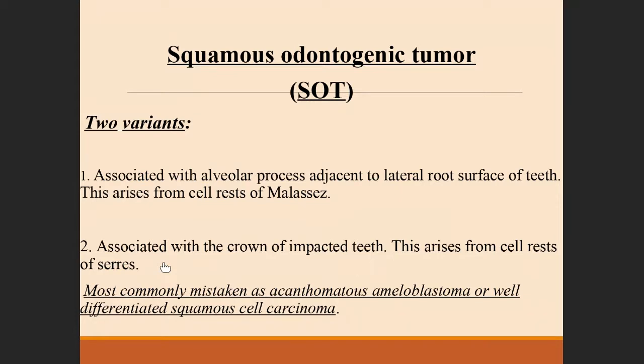Now this tumor is very important because histologically the diagnosis sometimes becomes very challenging because of its close resemblance to acanthomatous ameloblastoma and well differentiated squamous cell carcinoma. Acanthomatous ameloblastoma you have already studied, you know it. It is one of the histological variants of ameloblastoma. Squamous cell carcinoma you'll be studying at the next level, but how we can histologically differentiate between these we'll discuss in the coming slides, okay?